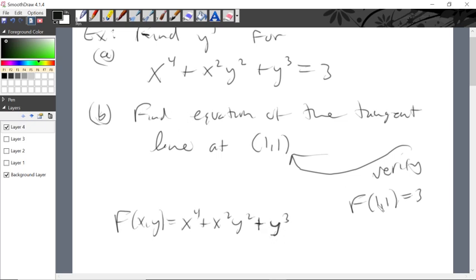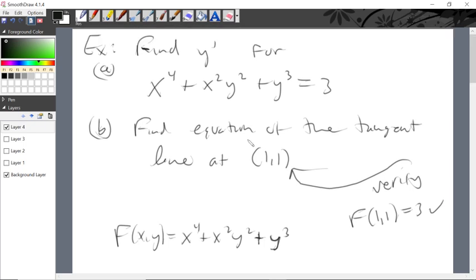Okay, all right, if we plugged in 1 as x and 1 as y, we would get 1 to the fourth plus 1 squared times 1 squared plus 1 cubed. That's 1 plus 1 plus 1, which is equal to 3. So we can verify that this is in fact a point on this curve. Okay, if we were to graph this.